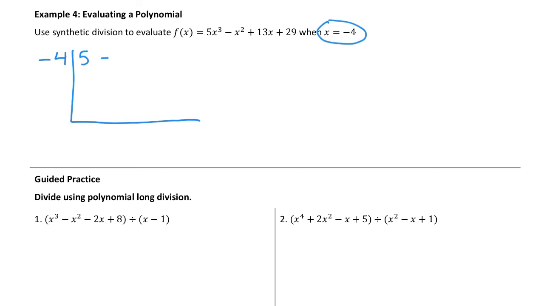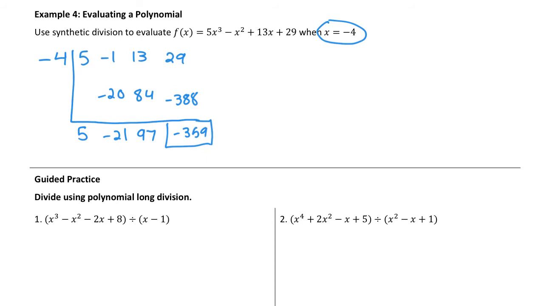5, negative 1, 13, and 29. And then drop down the 5, negative 20, negative 21, negative 4 times 21 is 84, negative times a negative. This becomes 97. So this becomes negative 388. And our remainder is negative 359.